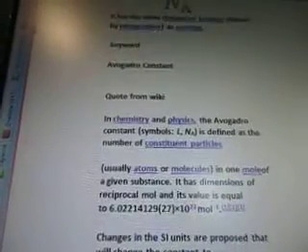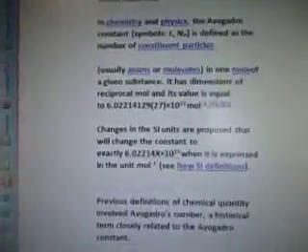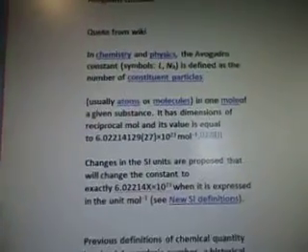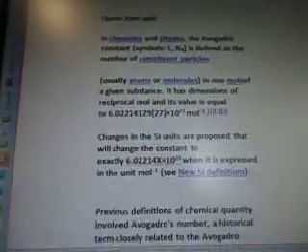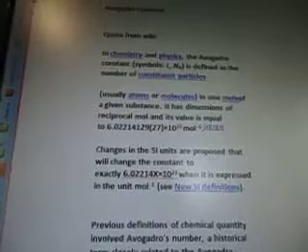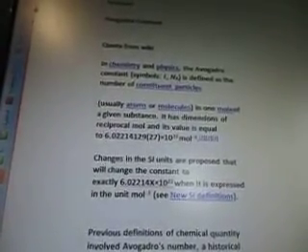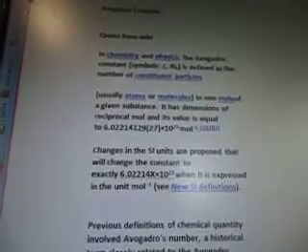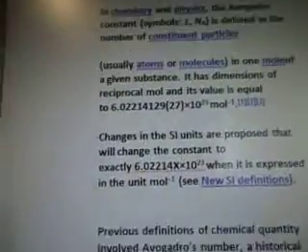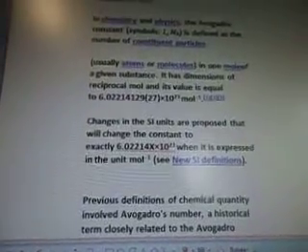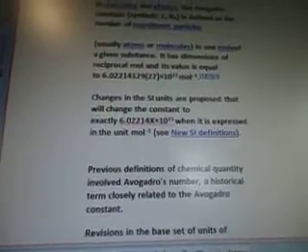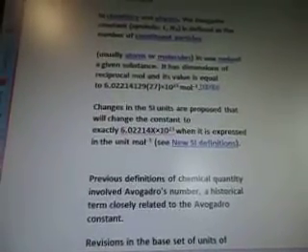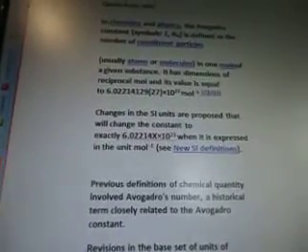The keyword Avogadro constant, quote from Wiki. In chemistry and physics, the Avogadro constant, symbols L and NA, is defined as the number of constituent particles, usually atoms or molecules, in 1 mole of a given substance. It has dimensions of reciprocal mole, and its value is equal to 6.02214129(27) times 10 to the power 23 mole to the power of -1. Changes in the SI units are proposed that will change the constant to exactly 6.02214 times x times 10 to the power 23 when it is expressed in the unit mole^-1.